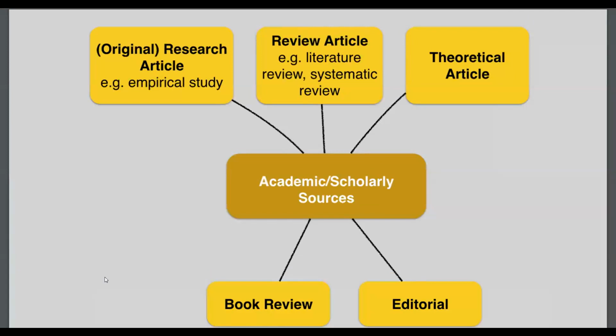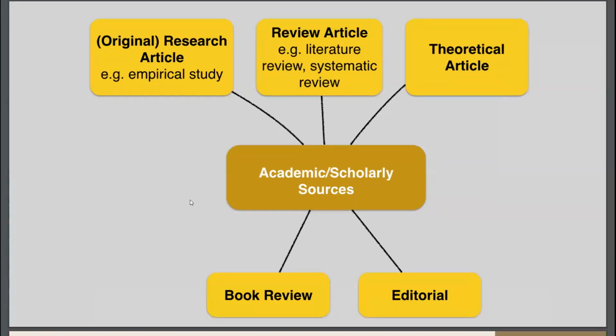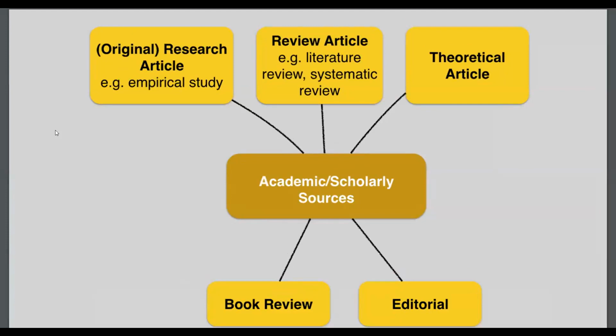The third type is the theoretical article. Same goes for it. And the fourth type is the book review. Like, we can read any book related to research and then review it. And basically the editorials are written to our authors, that is what we write to them.